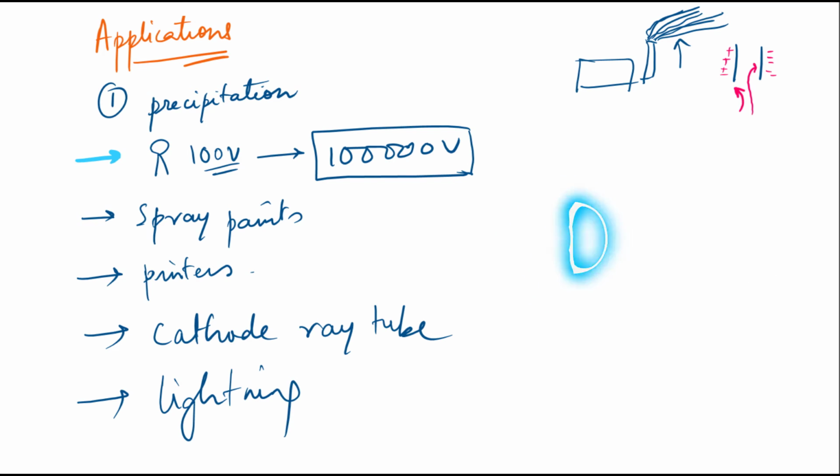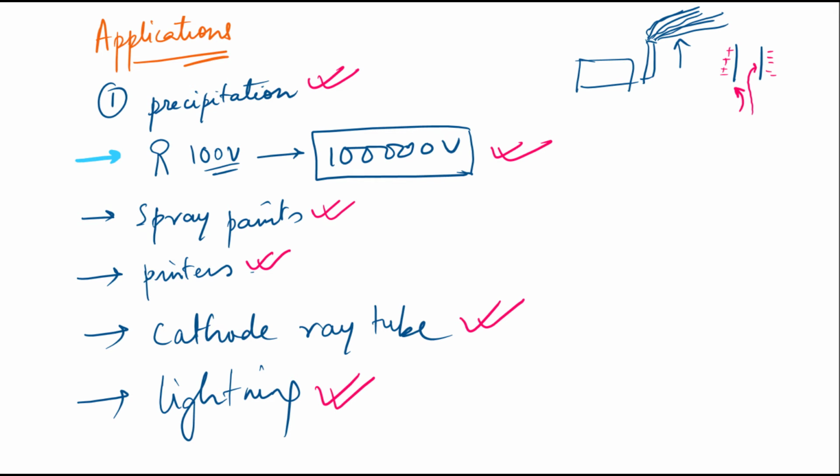So let me just recap once again. The first is precipitation, which could be used in factories to reduce pollution. The second is the Van de Graaff generator, which can generate high voltages. Third is the use of spray paints. Fourth is in printers. The fifth is in cathode ray tubes, and the last is in lightning. So these are the applications of electric charges.